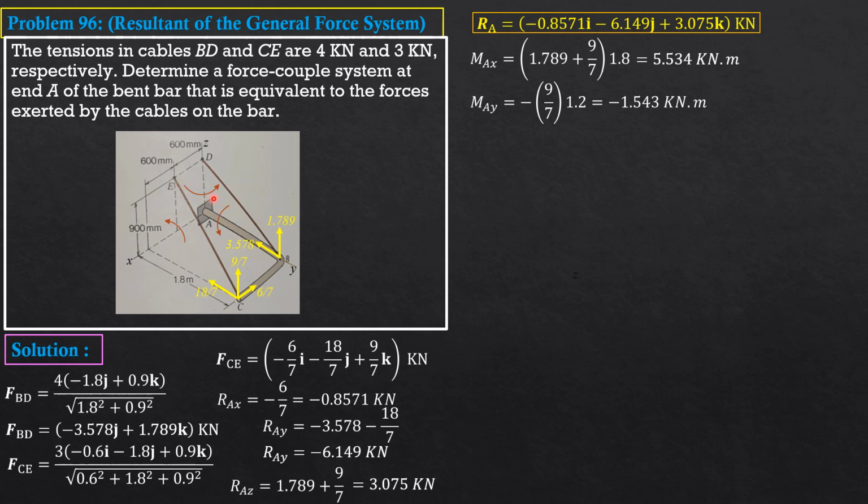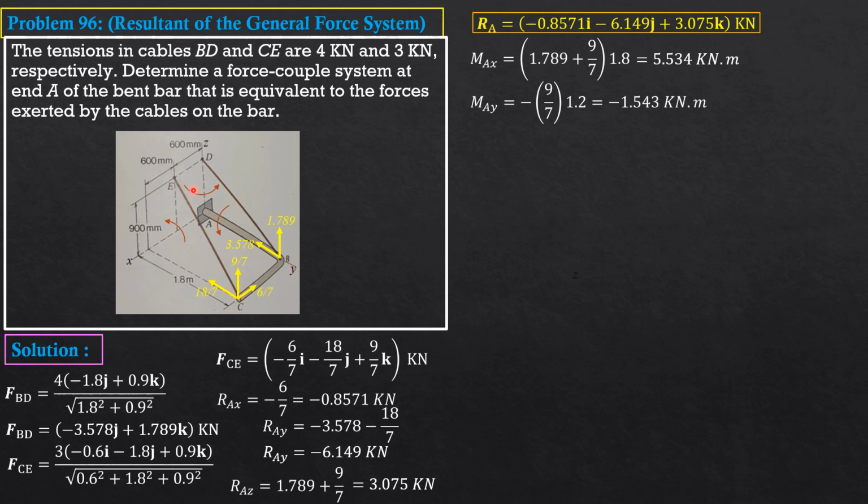Finally, moment about AZ, this is the positive sense. All vertical forces will have zero moment. 3.578 passes through A, and it happens that this is also AZ, so it has no moment. Therefore, don't mind these two force components. They don't have contribution to moment about AZ. 9 over 7 is parallel to the z-axis, so don't mind. So only this component and this component, 6 over 7 and 18 over 7, will have moment about AZ.